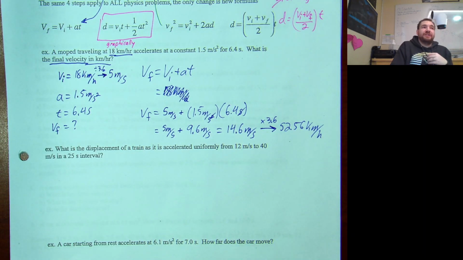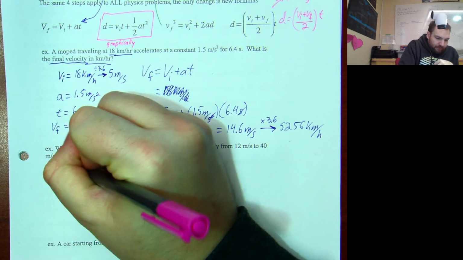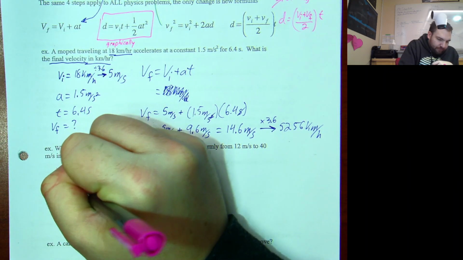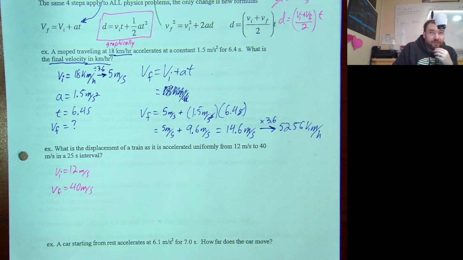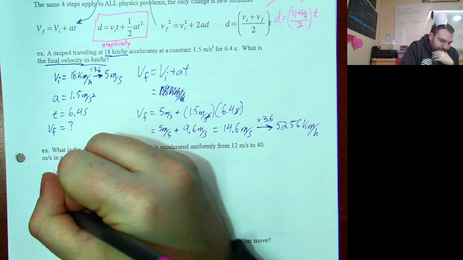Which velocity? Because we have a few. Now we're not talking about average velocity. We're talking about initials and finals. You had an initial velocity of 12 meters per second and a final velocity of 40 meters per second. And then you have a time. We have a time.